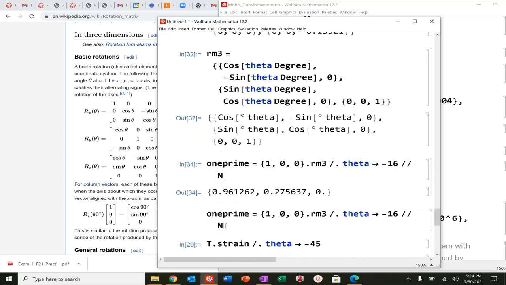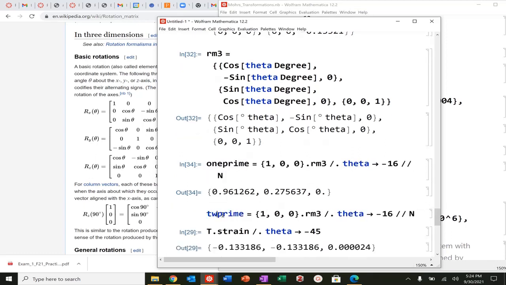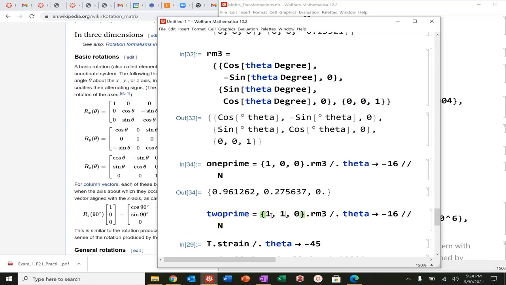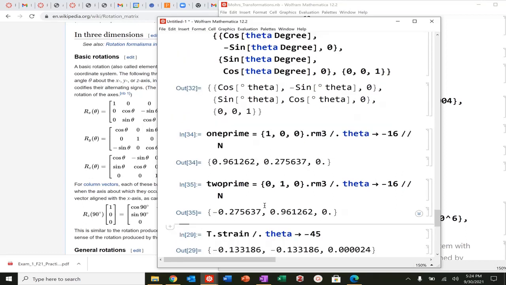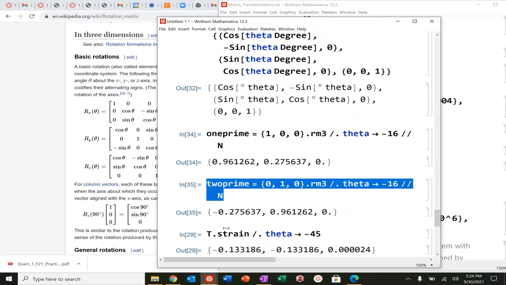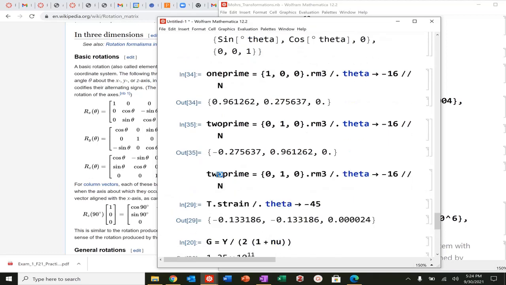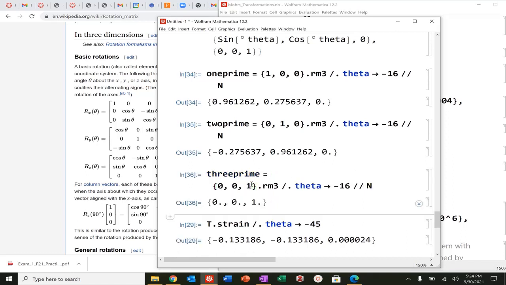I could do 2 prime. This is 1, this becomes 0. There's that. And if this rotation matrix worked, my 3 prime should be exactly the same. So let's see if that's true. It better be. And it is.